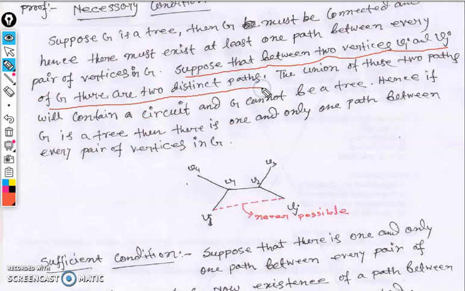Okay, here we use the contradiction method. What is the meaning of contradiction? What you want to prove, we just suppose the opposite of the result. If it happens that our assumption is wrong, then we say that the statement is true.